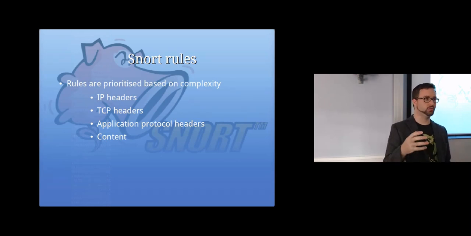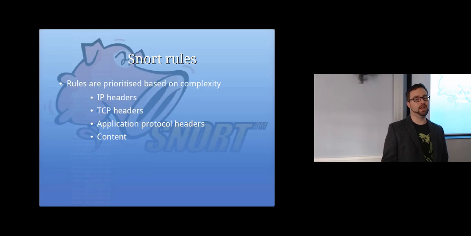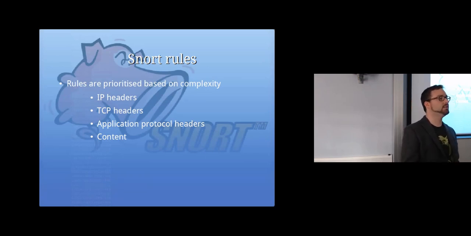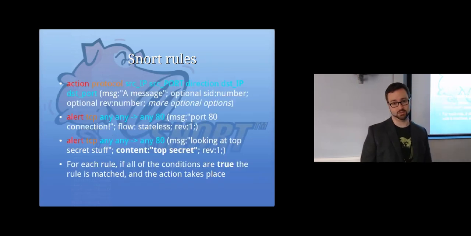Depending on how complicated the rules are, they get prioritized. So the simplest rules run first. If your rule only involves IP headers or TCP headers, then that happens first. And if, for example, you're matching the content of the traffic, then that's going to happen last, because that's more intensive, more work for the IDS to do.